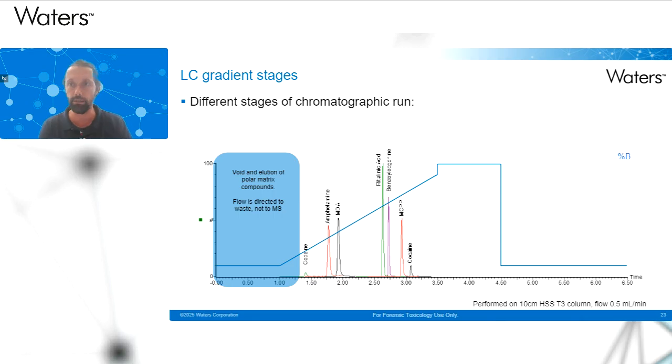And we see codeine, which is our first eluting compound, it is eluting at 1.5 minutes. And that is a good retention. We also say that the retention factor of codeine is 2. And that's an ideal retention factor for your first eluting compound. That gives enough room for polar matrix compounds to elute in the void, and also to make the divert valve work properly.